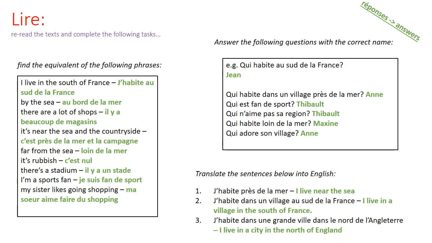Okay, last one then. Translate the sentences below into English. Now, if those people who have already done this for the other task, you can now put your feet up. You've finished the lesson, well done. For those of us that did it just now, we'll have a look. Okay, j'habite près de la mer. I live near the sea. J'habite dans un village au sud de la France. I live in a village in the south of France. And number 3, j'habite dans une grande ville dans le nord de l'Angleterre. I live in a city in the north of England.